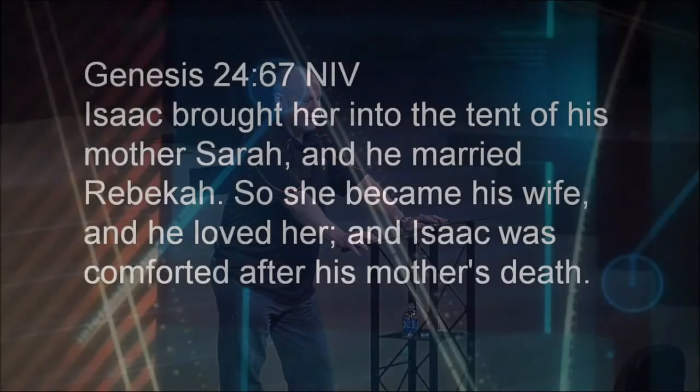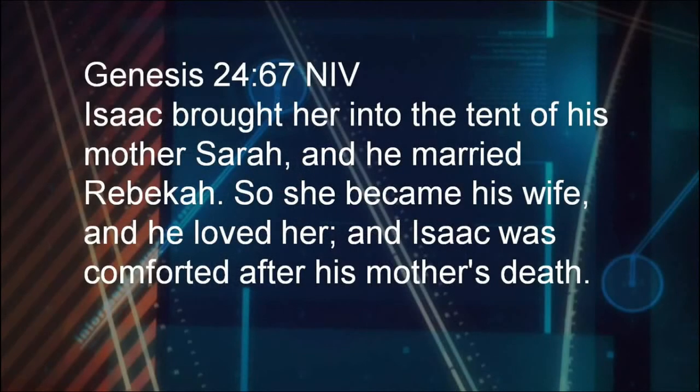And so we're seeing this supernatural blessing being passed on to him and him alone. Now, look at verse number 67. Isaac brought her into the tent of his mother, Sarah, and he married Rebekah. So she became his wife, and he loved her, and Isaac was comforted after his mother's death. Now, if you don't understand the customs of the time, then it makes it sound like they didn't really have a wedding ceremony, that he was living in his mother's tent, and as a result of that, he brought her in there, he consummated the marriage, and that's what made them married.